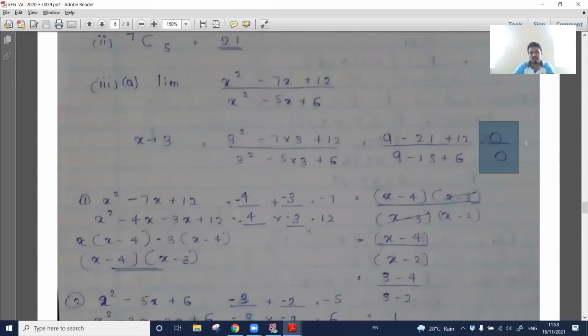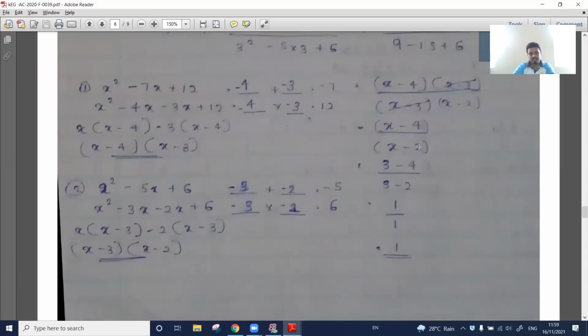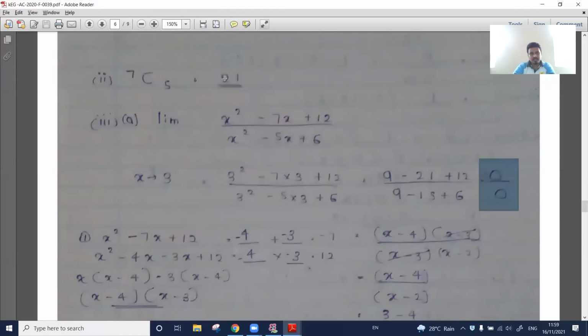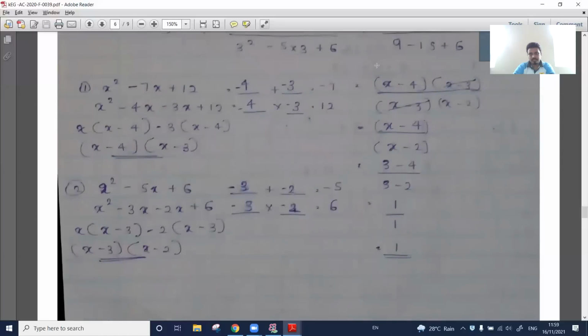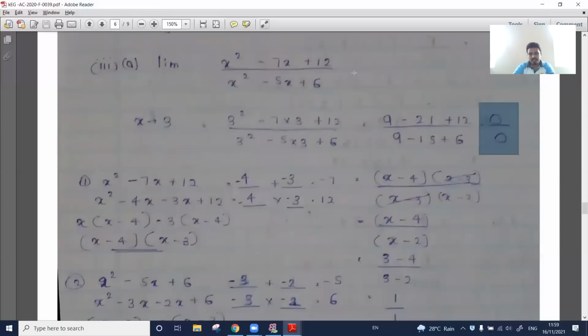Then what do we do? We need to use factorization to simplify this. So these are quadratic expressions, so we can factorize them. In the numerator, we can have x minus 4 into x minus 3.